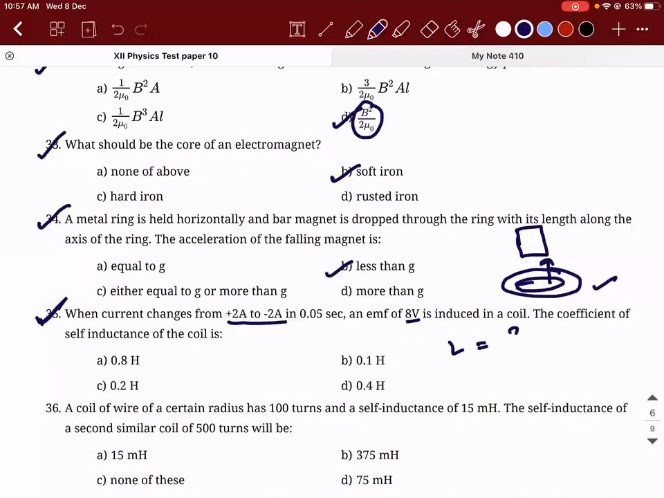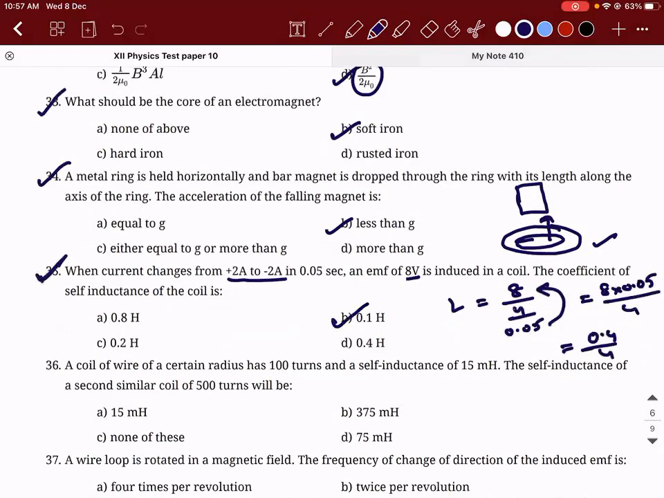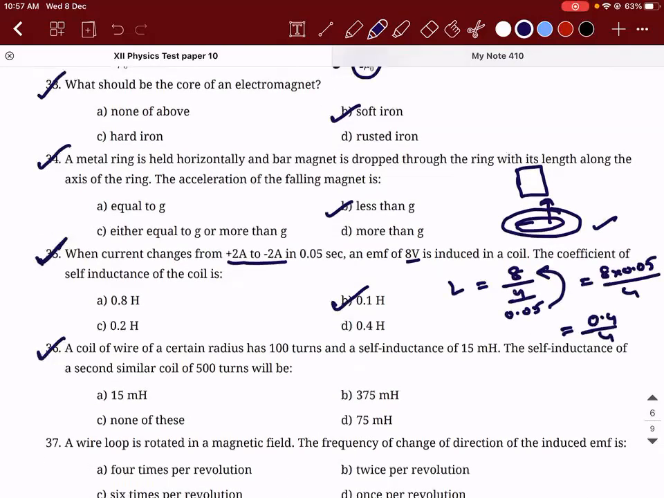So E divided by delta I is 4 divided by delta T, 0.05. So 0.05 goes to the numerator: 8 into 0.05 divided by 4. 0.4 divided by 4 is 0.1. 0.1 is right. 36. There is a coil of certain radius which has 100 turns and self-inductance of 50 millihenry. The self-inductance of a second similar coil of 500 turns will be how much? So what is the relation between self-inductance and radius?